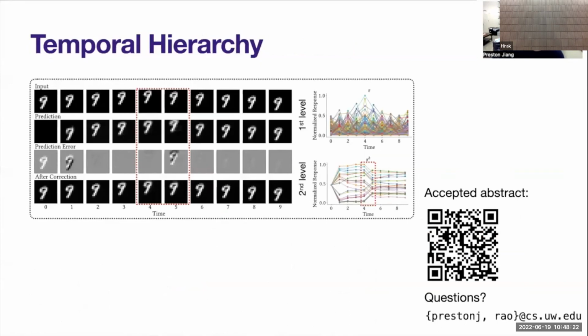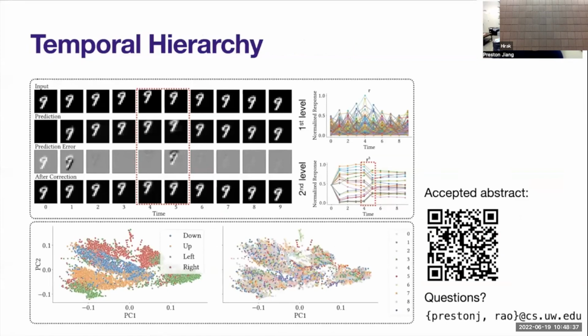During inference on this example sequence, the first level activities displayed fast changes, while the second level activities spanned longer timescales and only showed notable changes when the input dynamics changed, eliciting large prediction errors. The second level responses clearly formed clusters by input motion, but not digit identity, showing the learned hierarchical temporal representations are disentangled from the spatial input content.